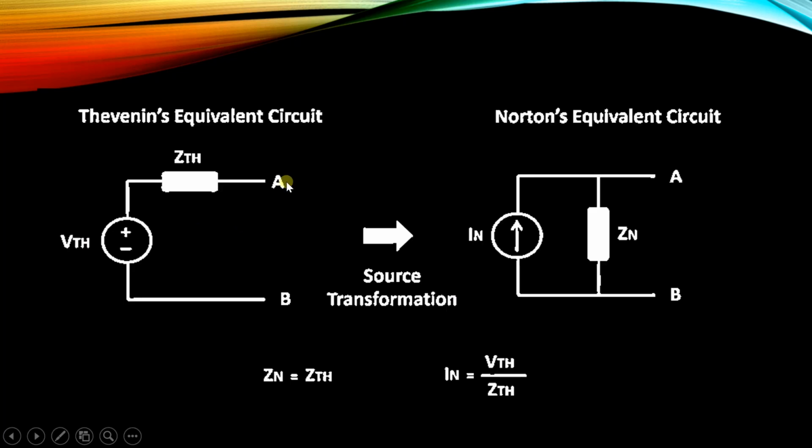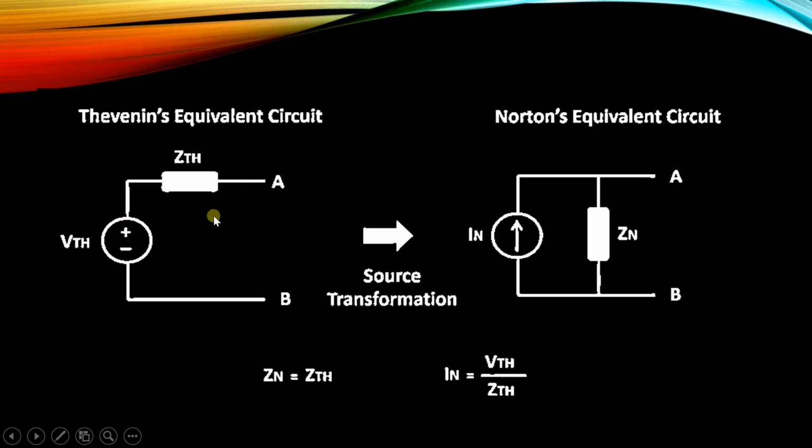This is the Thevenin's equivalent circuit, and this is our Norton's equivalent circuit. In Thevenin's we have the voltage source in series with the Thevenin resistance, but in the case of Norton's we have the current source in parallel with the Norton's resistance. We convert the Thevenin equivalent circuit into the Norton's equivalent circuit by doing the source transformation. I have already discussed this in the previous videos. For reference, you can watch that video.